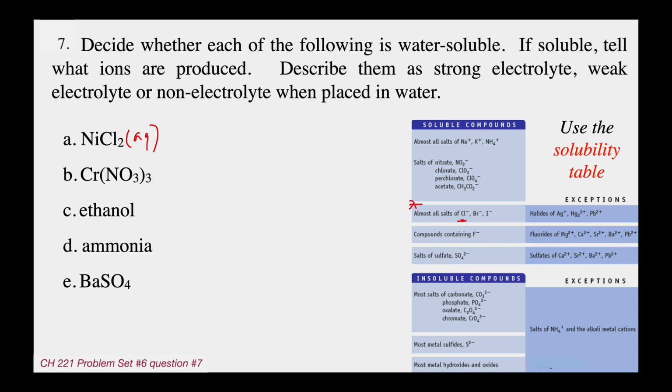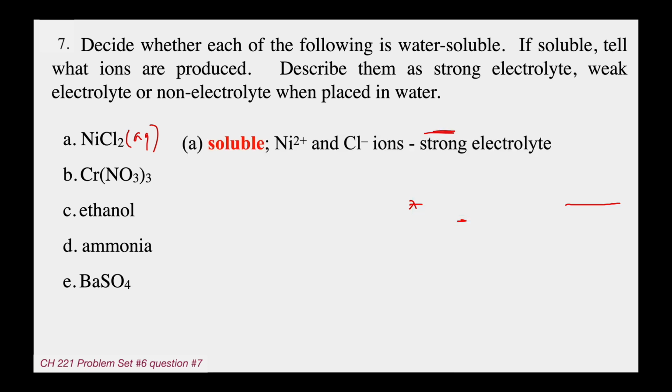Chloride, bromide, and iodide are usually soluble. An exception would be if one of those were with silver, mercury, lead. Nickel's not one of them. Nickel 2 chloride is definitely water soluble. All right. So in this problem, you would write NiCl2 (aq). It's very water soluble. It's going to be a strong electrolyte.